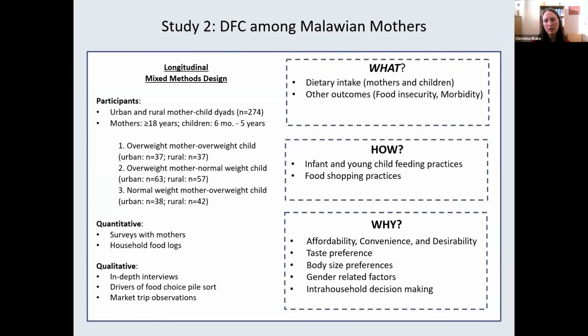They assessed how mothers fed children and food shopping practices to understand food choice behaviors, and to get at what drives food choice behavior, the why, related to personal intakes and child feeding. They assessed the influence of affordability, convenience, and desirability, as well as taste preference, body size preference, gender-related factors, and in addition, assessed intra-household decision-making.